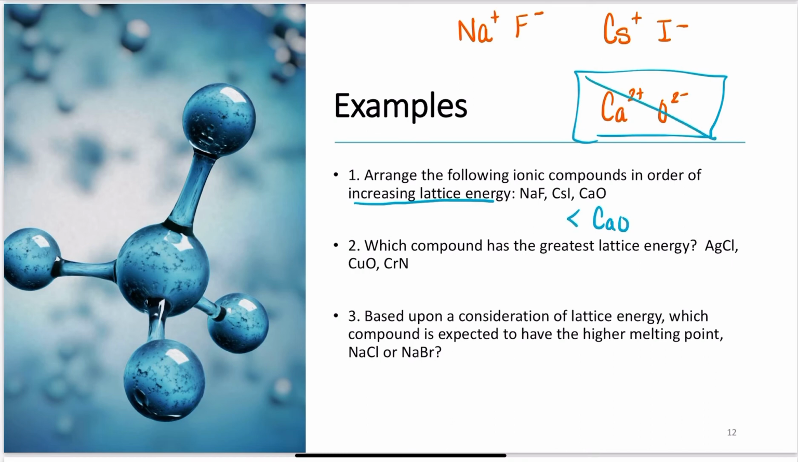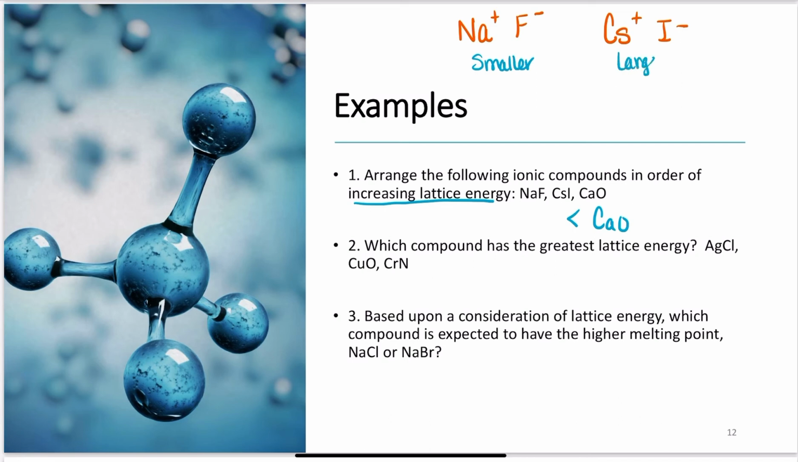It's going to beat the other two because it's a plus 2 charge. The other two are both plus 1. So I'm going to take this out, and I'm going to look at NaF and CsI. Now I'm looking at the same charge, so I have to think about size. This is smaller. This is larger. Smaller will have a larger energy than larger in size. The larger the size, the weaker the energy holding it together.